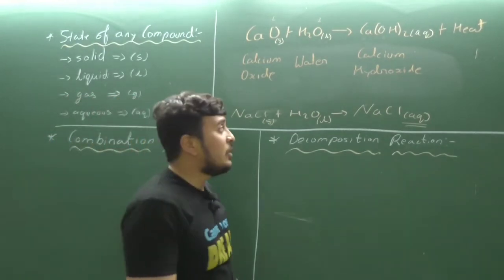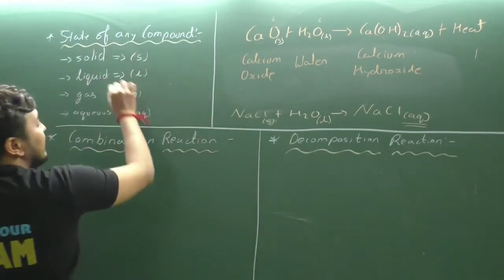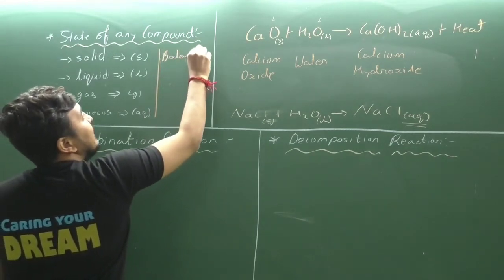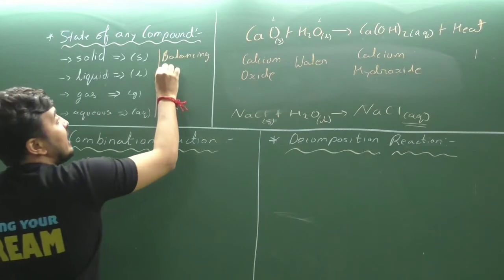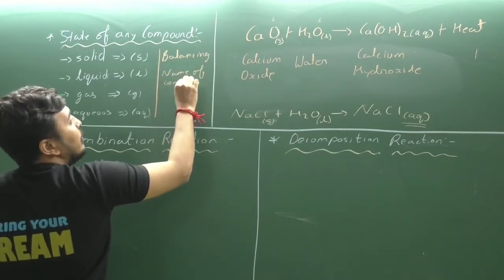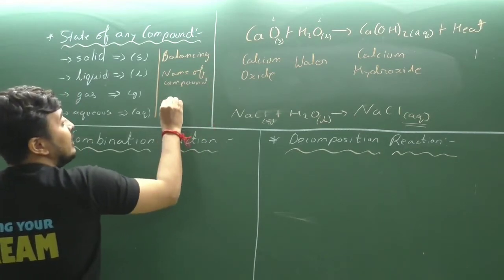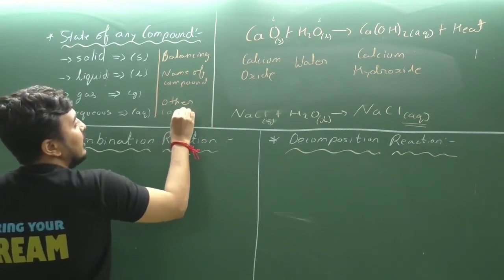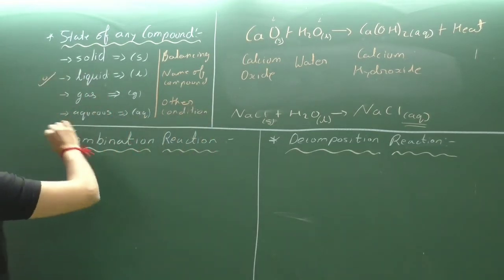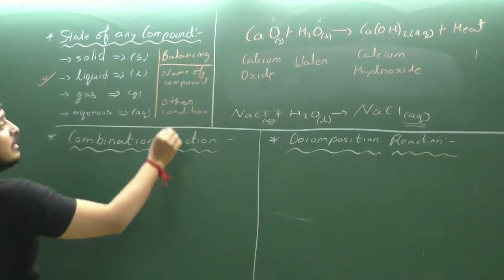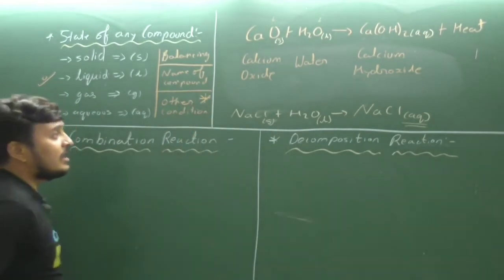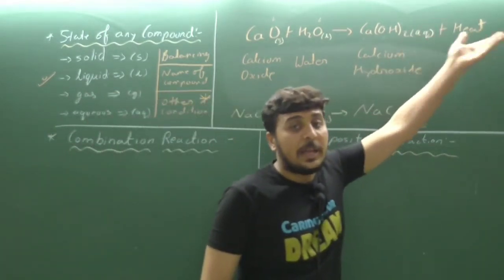So there are a few things that you need to remember. The first is state, the second is balancing, another is name of compound, and other conditions. Clear? We know what the states of matter are. We know how to balance the chemical equation. We know the names of the compounds. What are these other conditions? Other conditions means release of heat, absorption of heat.